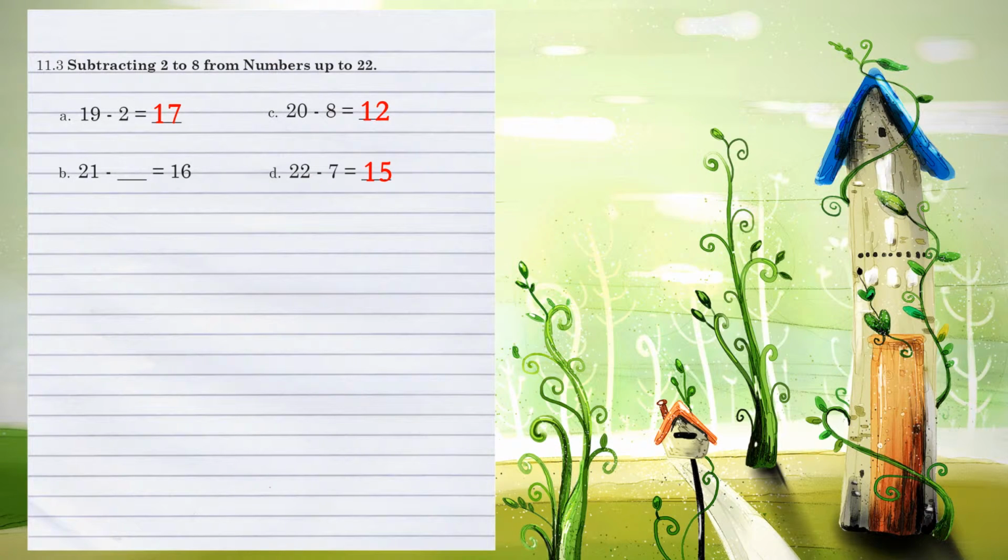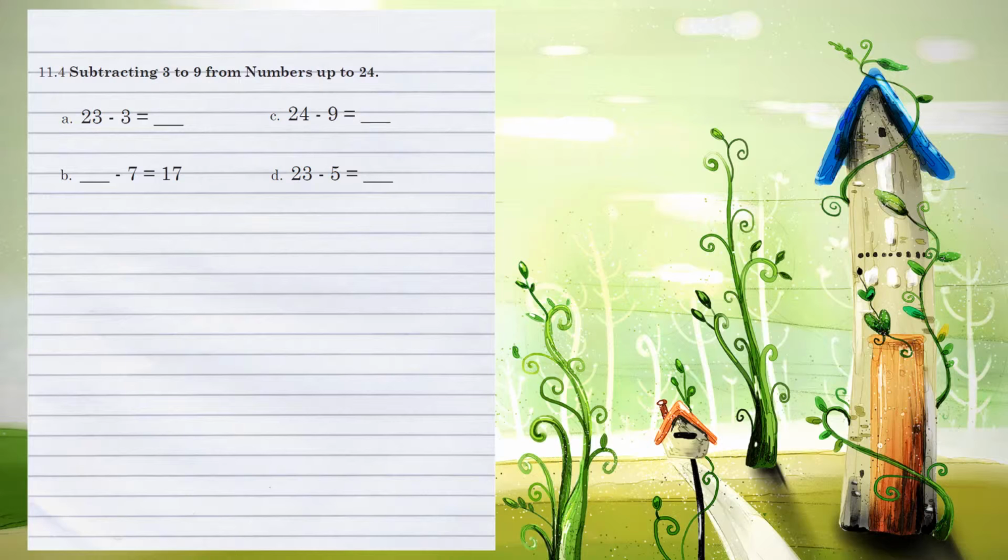Example B. 21 minus what number equals 16? Here I think we're just going to count backwards, starting with 21, ending at 16. So we have 20, 19, 18, 17, 16. How many tally marks do we have? That means we've subtracted 5.